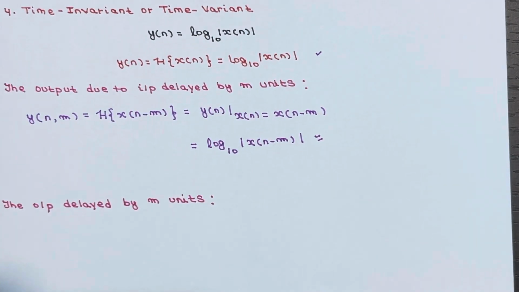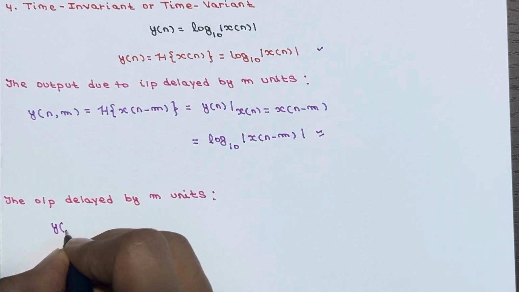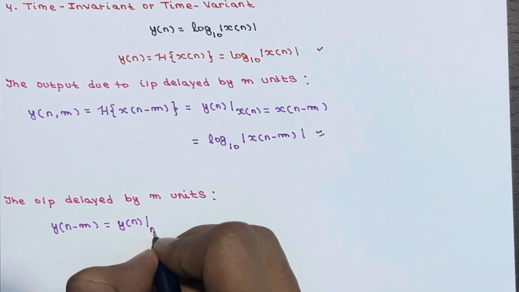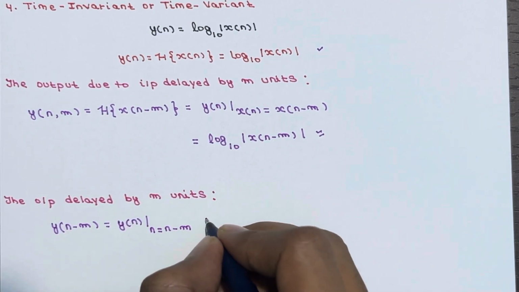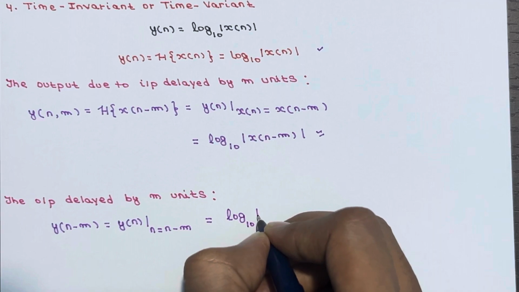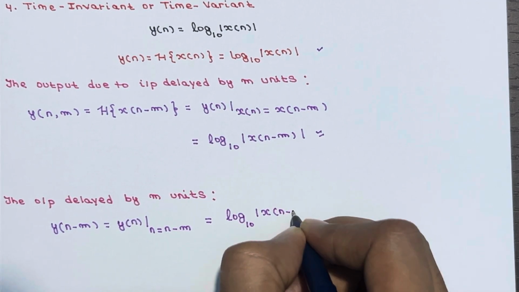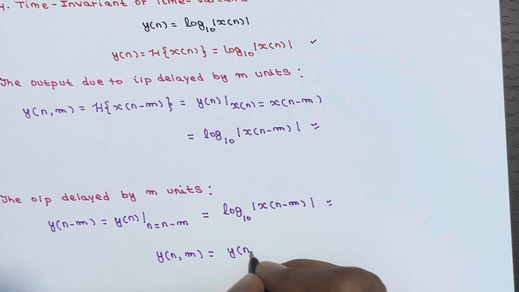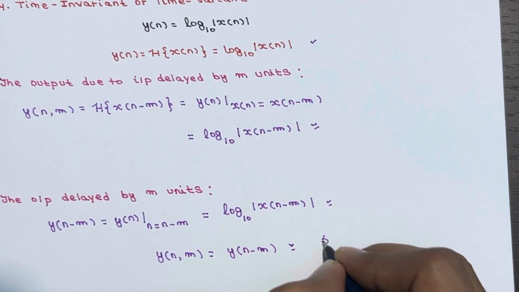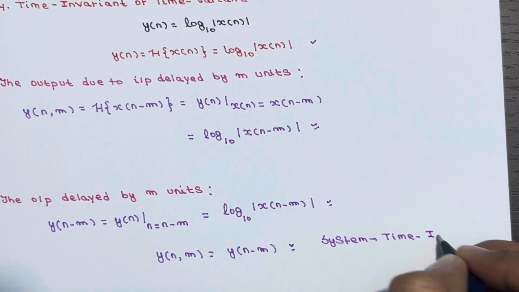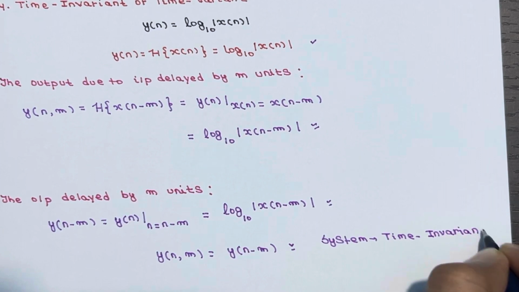Now we have to calculate the output delayed by m units. It means you have to calculate y of n minus m, which is nothing but y of n at n equal to n minus m. Simply replace n with n minus m. So log base 10, and x of n now becomes x of n minus m. If you compare, these two are the same. So y of n comma m is equal to y of n minus m. If these two are equal, our system is a time invariant system. Hope it is clear to you.